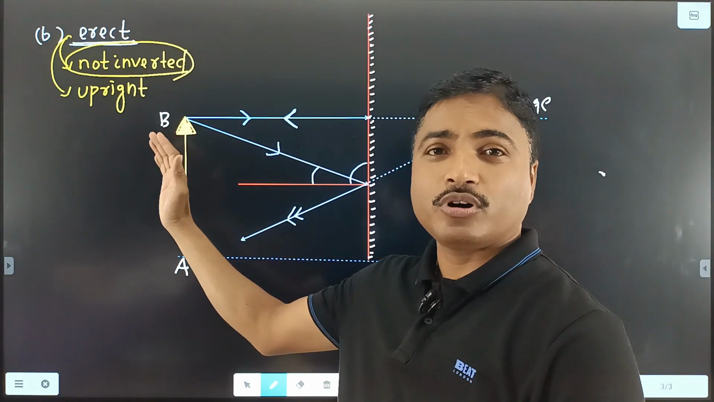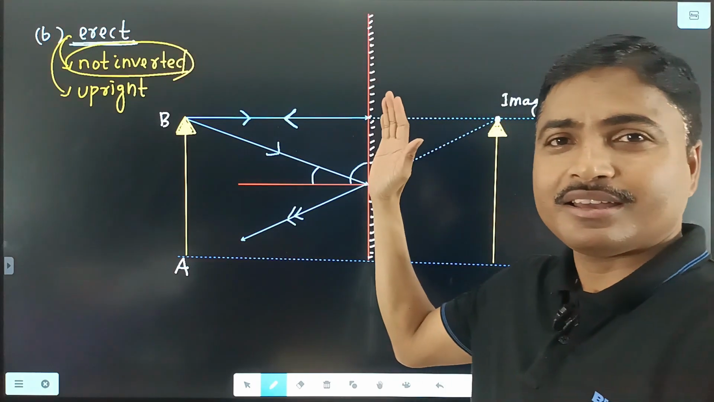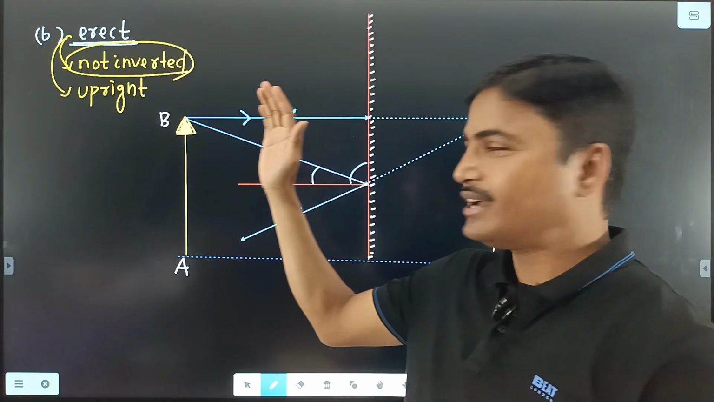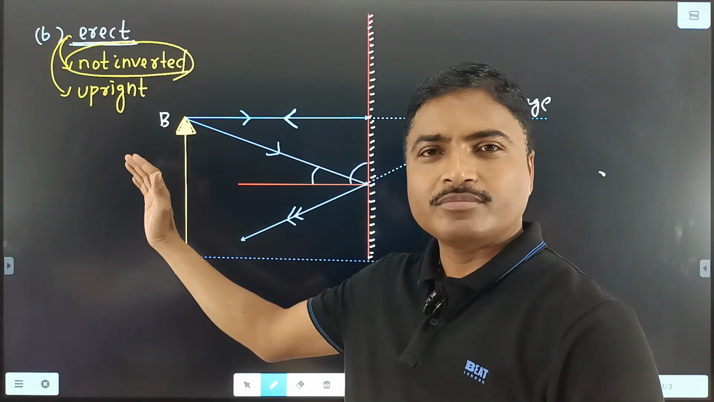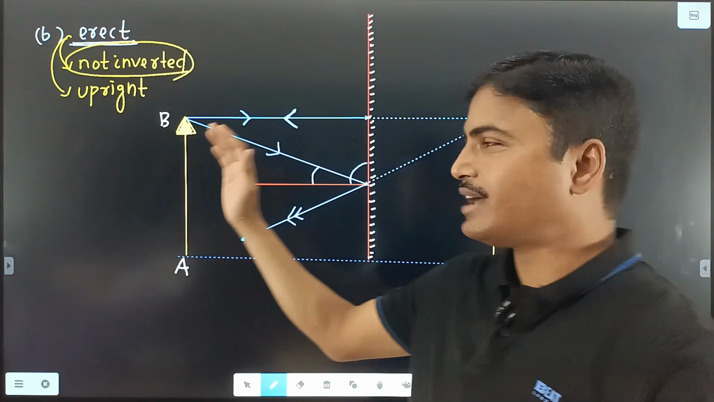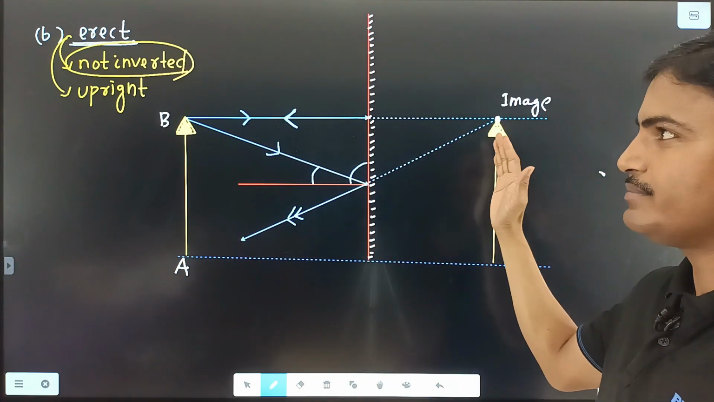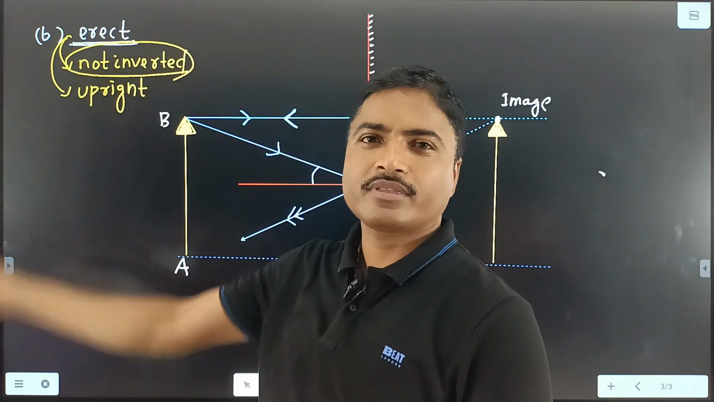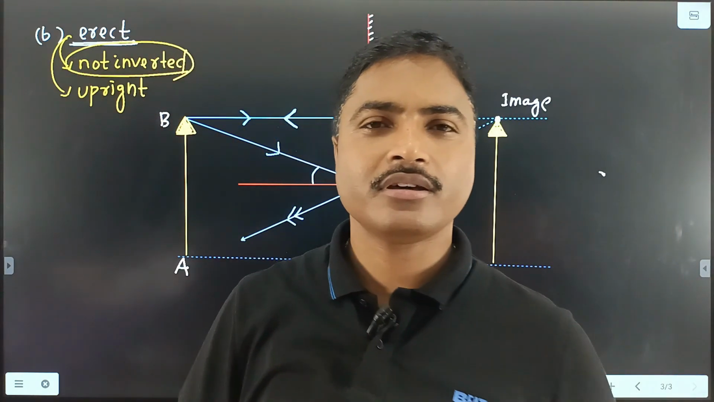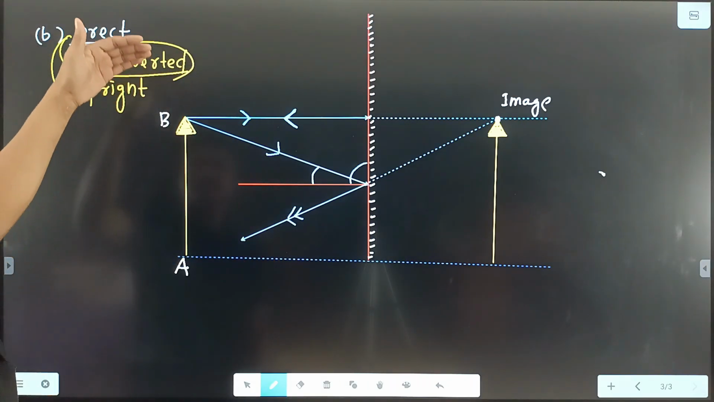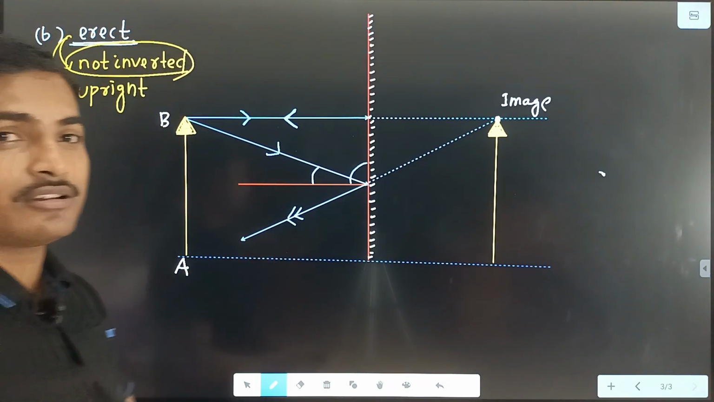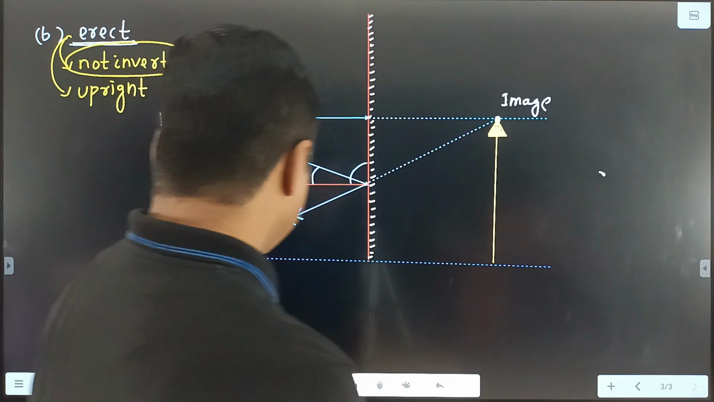That means the image formed by a plane mirror of a real object, this one is the real object, after reflection always gives an erect image. Clear? After reflection from a plane mirror it always gives an erect image, which is also known as not inverted. And here look at the figure.